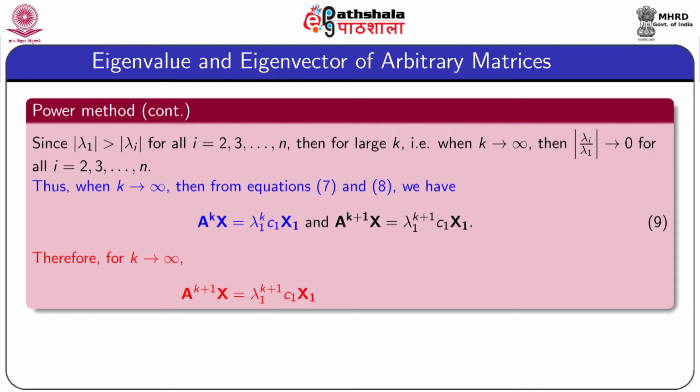Now, when k tends to infinity, we have A to the power k plus 1 into x equal to lambda 1 to the power k plus 1 into c1 x1. This is the second equation of equation number 9, and it can be written as lambda 1 into lambda 1 to the power k c1 x1, which is equal to lambda 1 into A to the power k into x. Note that the term within the bracket is nothing but A to the power k into x. So, equation 10 gives a relation between A to the power k plus 1 into x and lambda 1 A to the power k into x. So, lambda 1 is present in equation 10, and this is the largest eigenvalue of the matrix A.